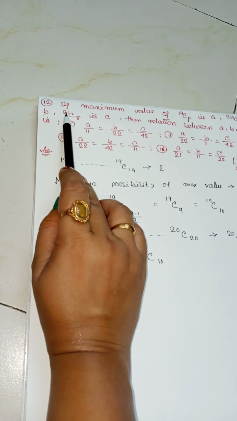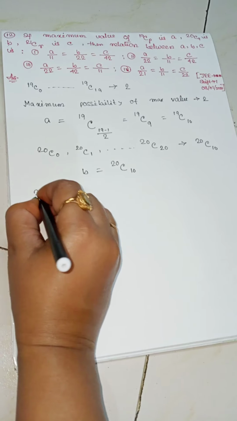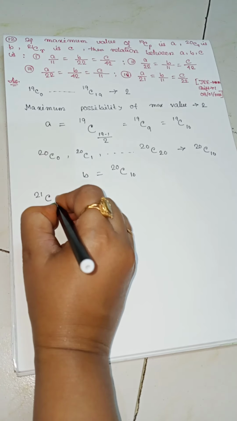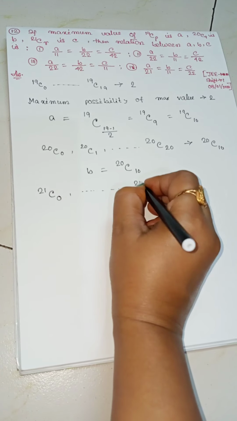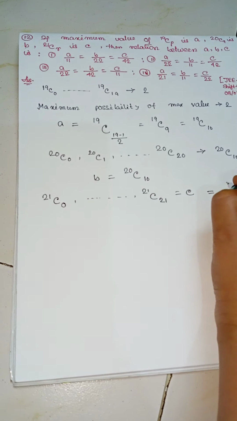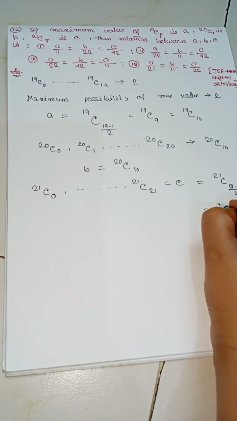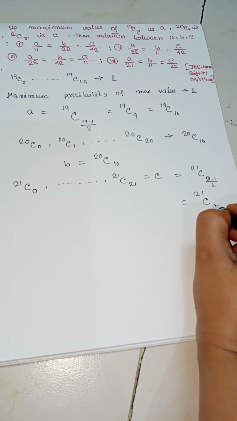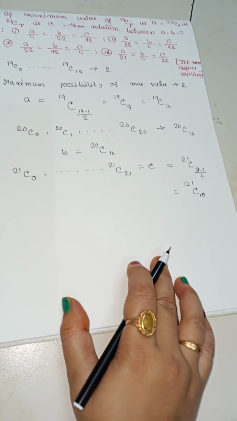Once again, the third condition is that the maximum value of 21CR is C. So again we suppose a series 21C0, 21C1, up to 21C21, and this series has a maximum value C. So C is equal to 21C of (21 minus 1) by 2, that is 20 divided by 2, which is 10, so 21C10.